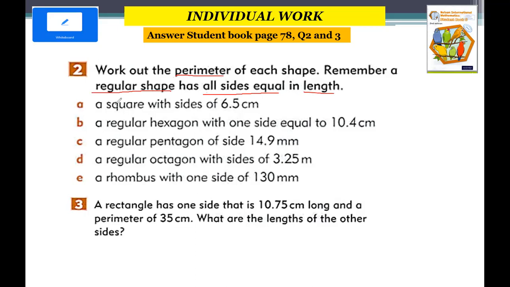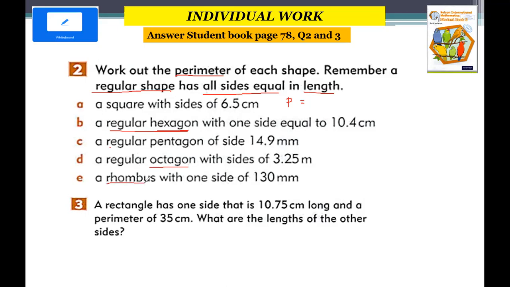What is a square? How many sides does a square have? You have to know that one. So these are all easy. Now, a regular hexagon, meaning all the sides are equal. How many sides in a hexagon? And then a regular pentagon, one side is 14.9. A regular octagon, how many sides does an octagon have? One side is given.